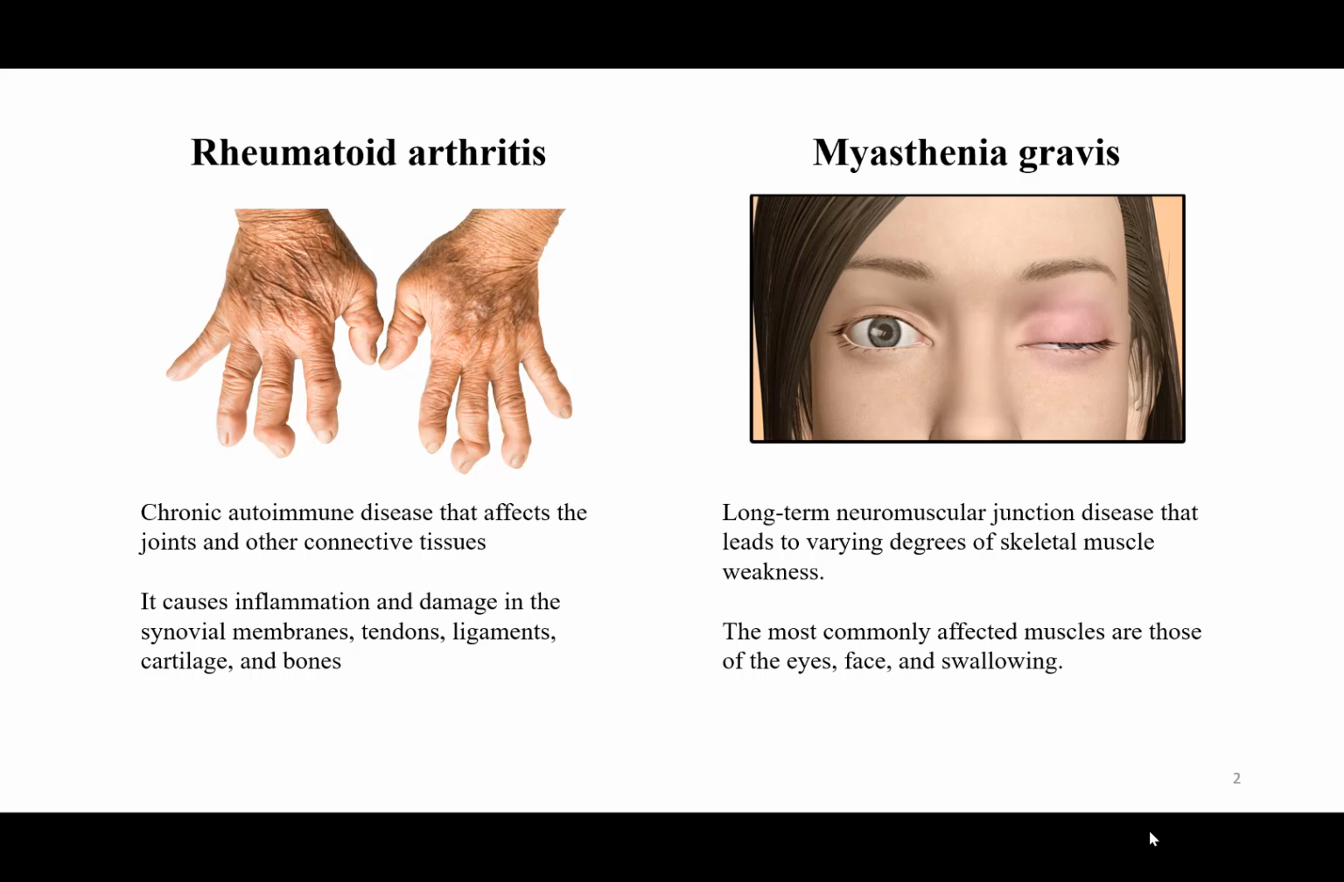Myasthenia gravis. It is a long-term neuromuscular junction disease that leads to varying degrees of skeletal muscle weakness. The most commonly affected muscles are those of the eyes, the face, and the ones which are involved in swallowing action.